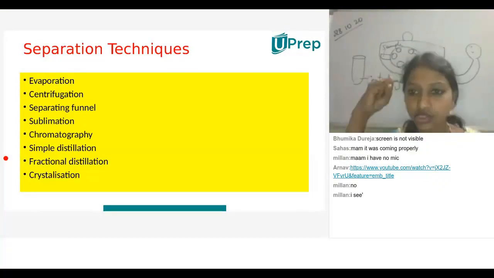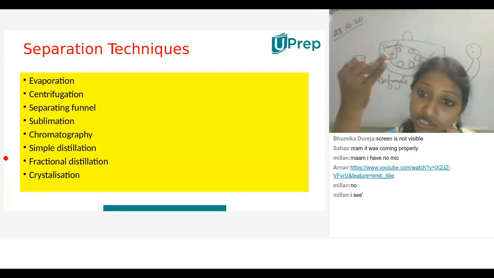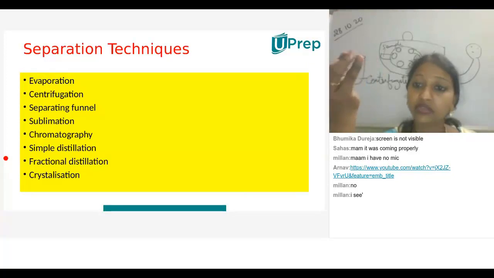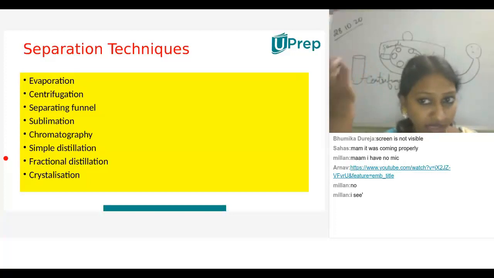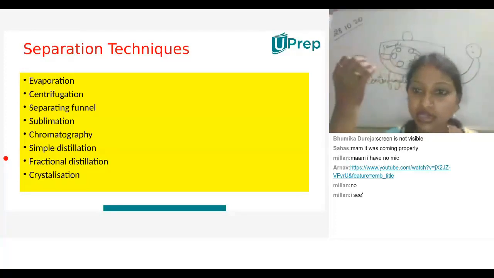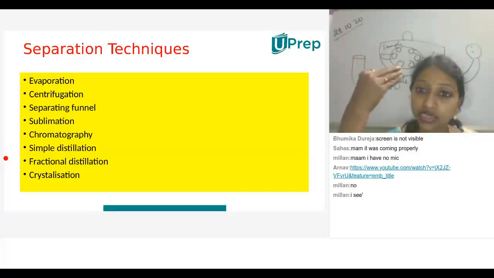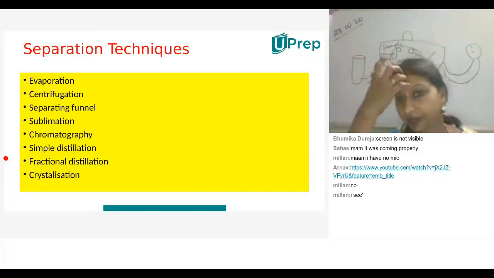So evaporation is used to separate when a solid is present inside a liquid. Centrifugation is used when the solute particles are very, very small, which cannot be separated by the filtration process. In that case, we can use the centrifugation process. And the third one is the separating funnel. What is the third one?